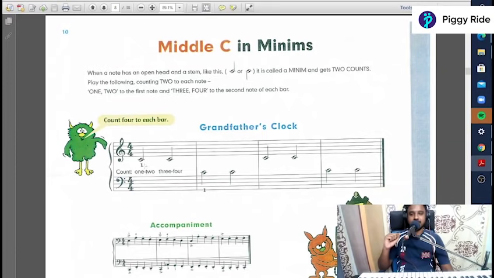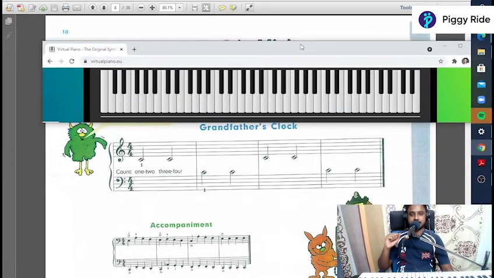Now we will do this exercise. Yes. So C2, C2, then left hand. C2, C2, again right hand. C2, C2, then again left hand. C2, C2.